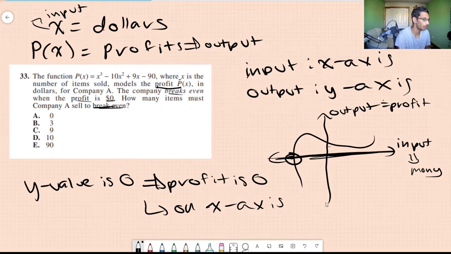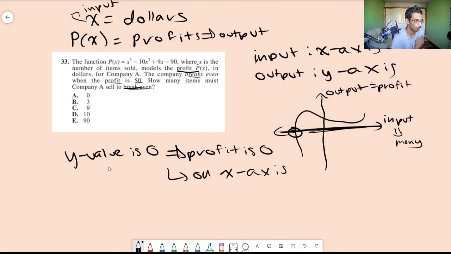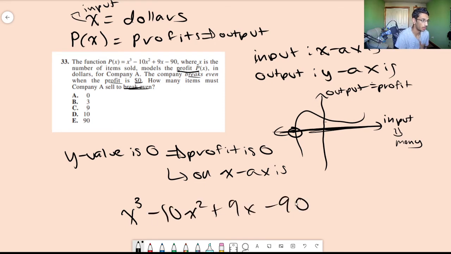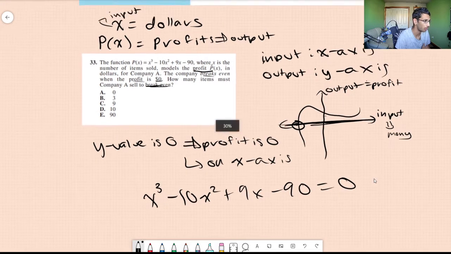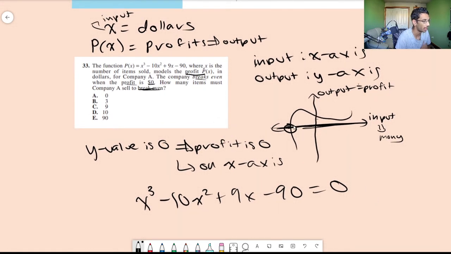So what we need to do is say x cubed minus 10x squared plus 9x minus 90 equals 0. That is the profit, and the profit needs to be equal to 0. So then you could set this up right here, and then you could graph it and find that 0 on the graph, because that's what the y value represents. When y is 0, then the profit is 0 as well.